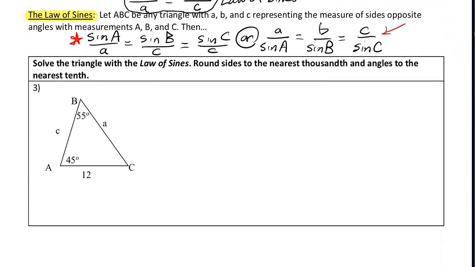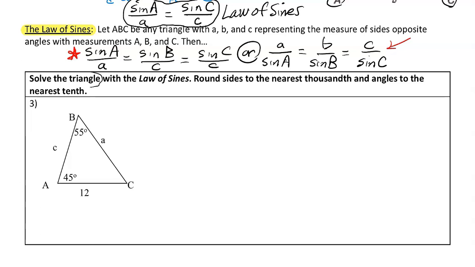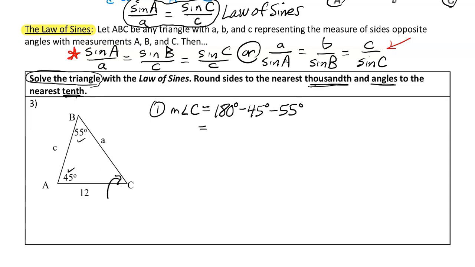So let's check out this law. It says solve the triangle. When you're asked to solve the triangle, you need to find all the angles and all the sides. With the law of sines, round the sides to the nearest thousandth and the angles to the nearest tenth. So in this triangle, we have triangle ABC, and we have two angles provided. Let's find the measure of angle C first. We don't need the law of sines to do that, but I notice that we have the other two angles, 45 and 50. The sum of the interior angles of a triangle is 180 degrees. So if we subtract the other two angles, we could find the measure of angle C.